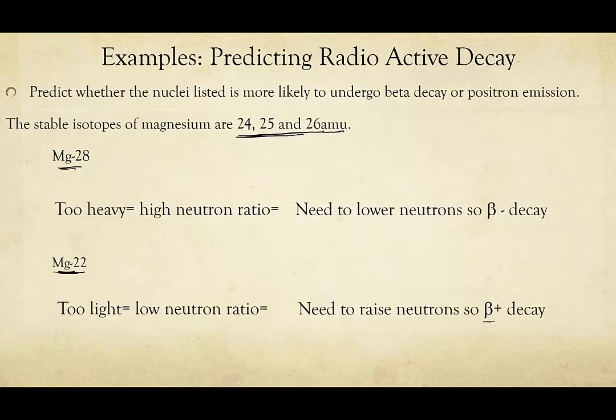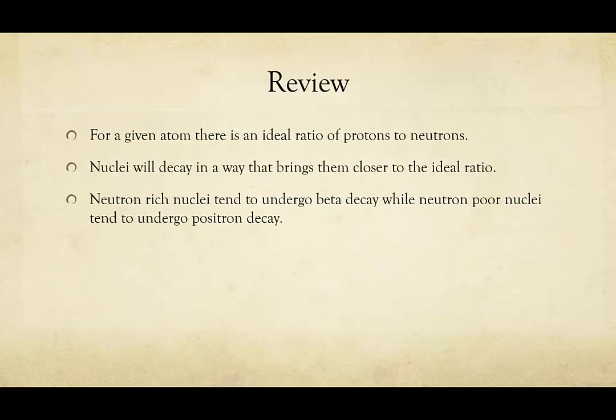Now let's review. For a given atom, there is an ideal ratio of protons to neutrons, as well as several rules that the universe follows in order to show us increased stability. Nuclei will decay in a way that brings them closer to the ideal ratio and will also attempt to follow the rules that we laid out. Notice I can't exactly test you on those rules when it comes to guessing decay. Neutron-rich nuclei tend to undergo beta decay, while neutron-poor nuclei tend to undergo positron decay.